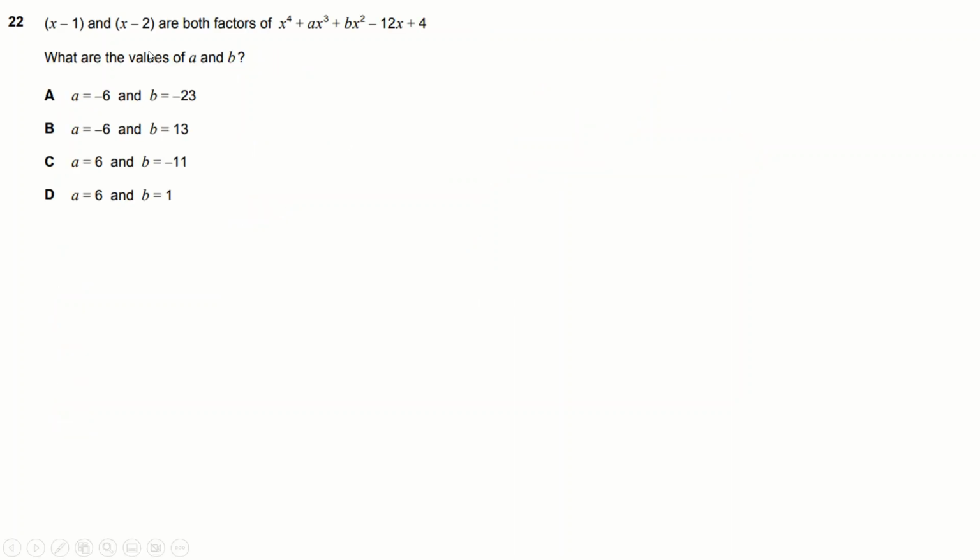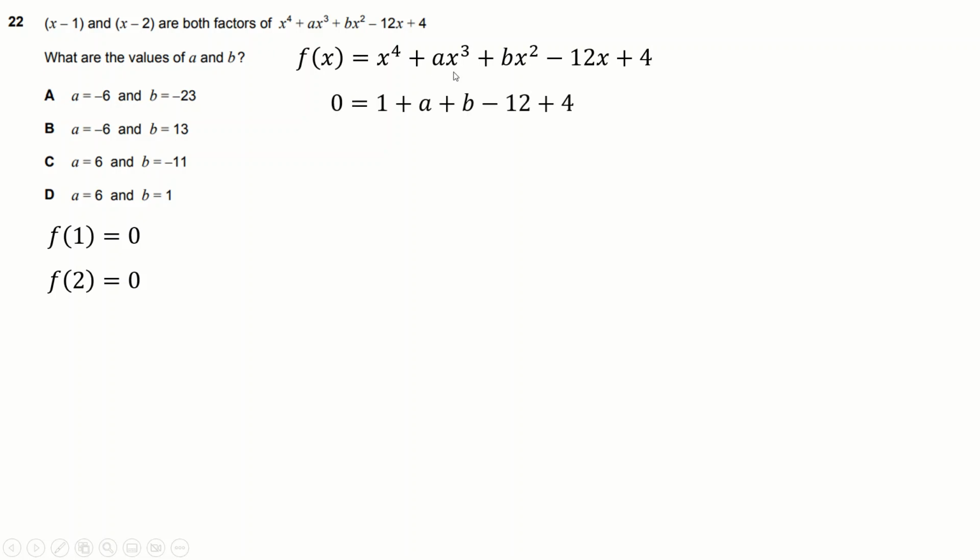Question 22. So if this and this are factors, then what that means is, if we call this f of x maybe, that means f of 1 is 0, and f of 2 is 0. So we substitute those things in. Of course, that will simplify to that, and when we put the other one in, it will simplify to this. This is a simultaneous equation.